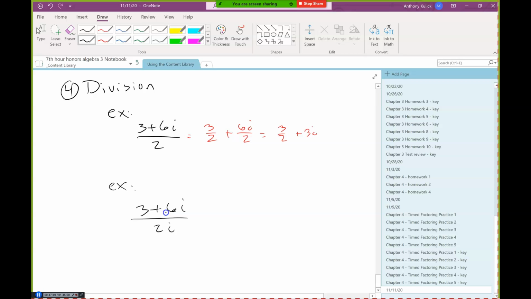But what if it was 2i in the denominator, not just 2? Can I do the same trick? Well, I can, but it's not going to help me any. Why is it not going to help? Think back to our definition of a complex number. Where's the i located? In the numerator or the denominator? It's in the numerator, right?